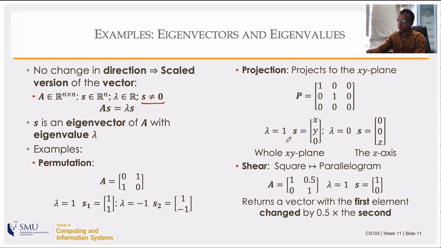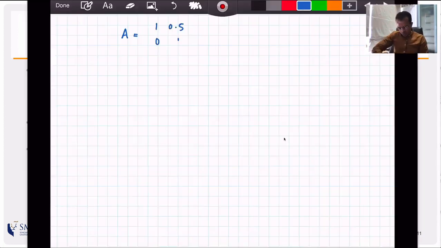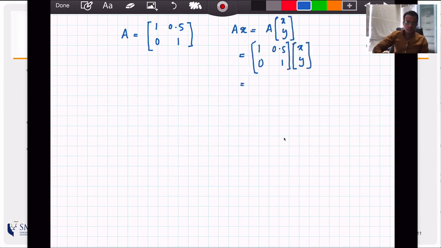That takes a square and gives you a parallelogram. So an example is there, 1, 0.5, 0, 1. And let me show you what the matrix is. Well, what it does is fairly obvious. A times x is a linear combination of the columns. The first one is 1, 0, that becomes x, 0, and I'm adding to that 0.5 times y and 1 times y. So the x component will become x plus 0.5y, and the y component will become 0 plus y. So the y component stays put, and the x component changes in proportion to the y component.